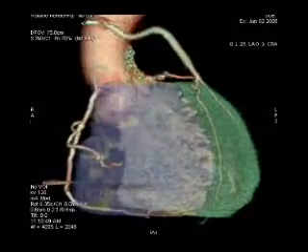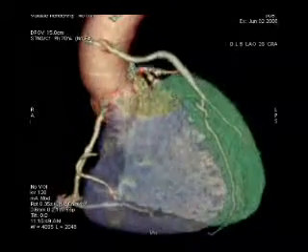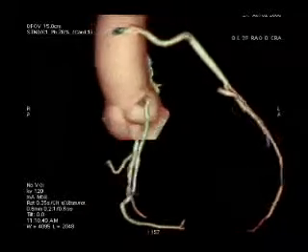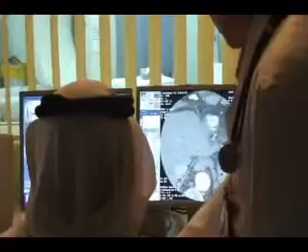The advantages of computed tomography angiography compared to conventional angiography are that it is non-invasive, it is relatively painless, it requires no hospitalization, it is fast, and it captures cross-section images of the heart.